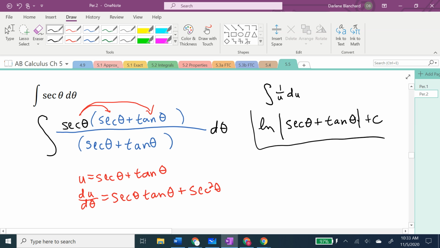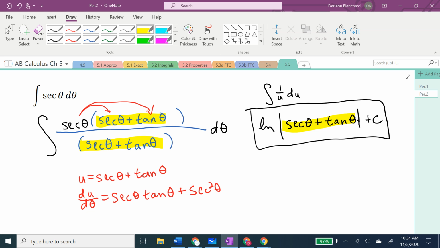And this is the formula you're going to want to memorize. If you have to memorize that to get here, you have to multiply and divide a fraction by secant theta plus tangent theta, it's a bit faster to just memorize the formula. But I wanted you to see that it comes out of u-substitution. Just takes a little extra effort.